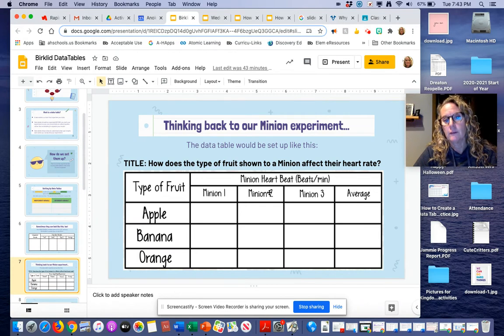And then in the next one, we'd bring in minion 2, we'd show them an apple, write their heart rate, show them a banana, write their heart rate, show them an orange, write their heart rate. The same thing with the third minion. And then we would calculate the average so that we can look at our data and know whether we should accept or reject our hypothesis.